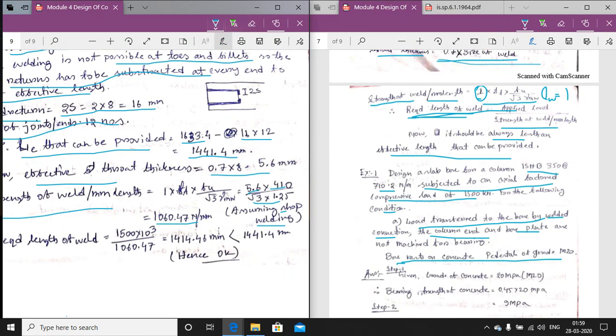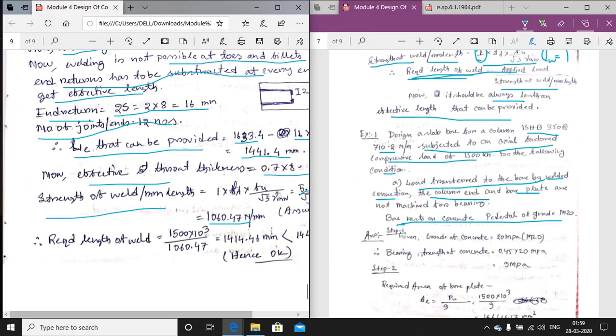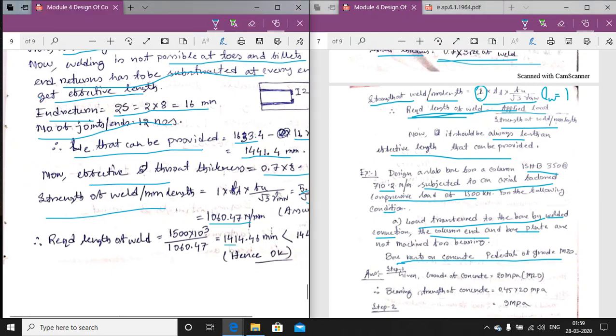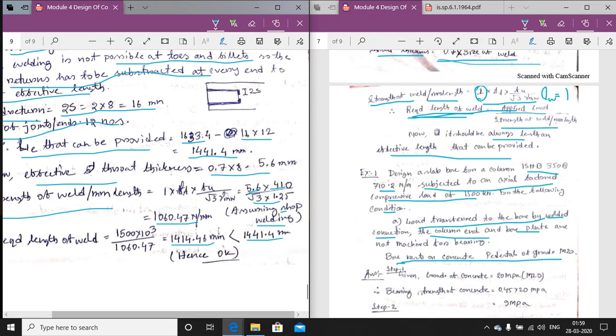Now the required length of the weld will be equal to the applied load divided by the strength of the weld. So applied load is equal to 1500 into 10 cube divided by the strength of the weld, that is equal to 1414.46, which is less than 1441.4, hence okay. So the welded connection that can be provided and the welded connection required are meeting all the scenarios. So this is the design of the column base, that is the normal slab base.